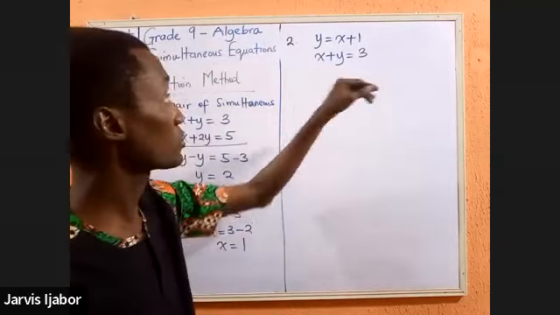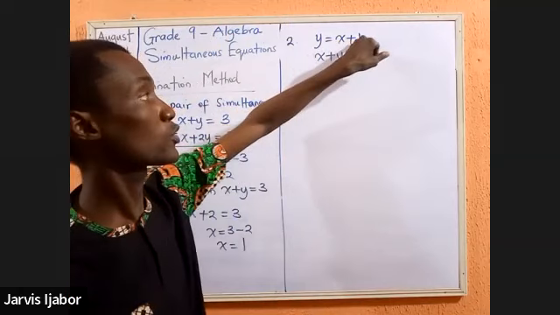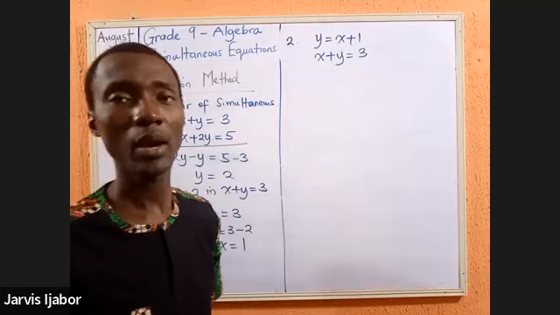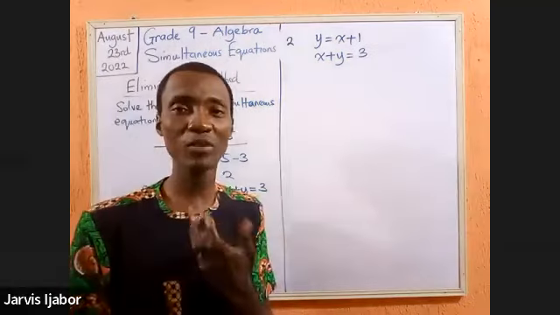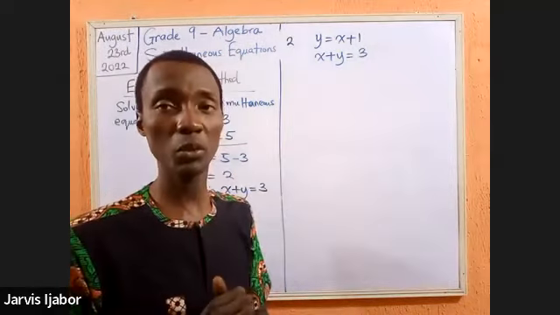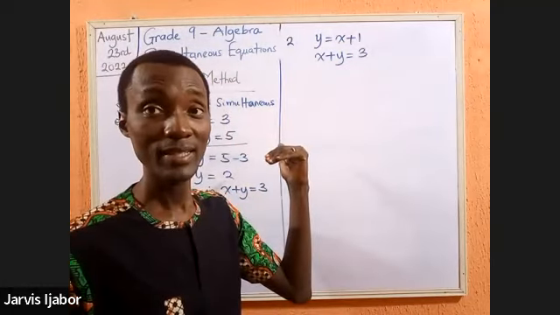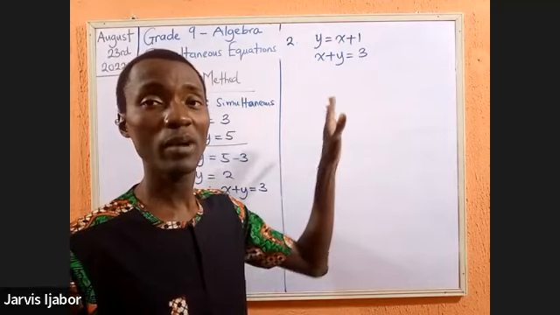We go to question 2. We have y equal to x plus 1, and x plus y is equal to 3. Now, for this question, we've said before that to use the elimination method, we keep the unknown on the left-hand side, and we keep the known, which are the numbers, on the right-hand side.